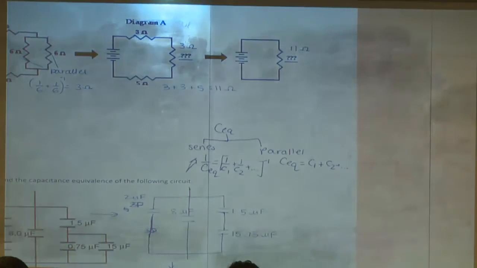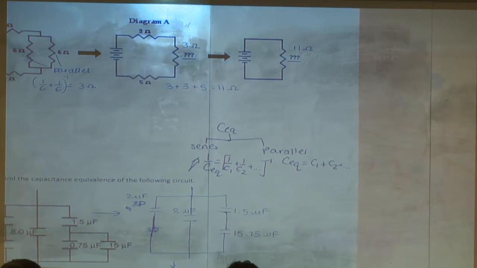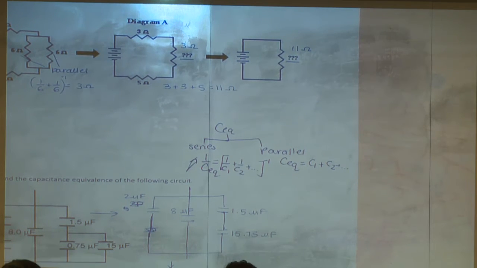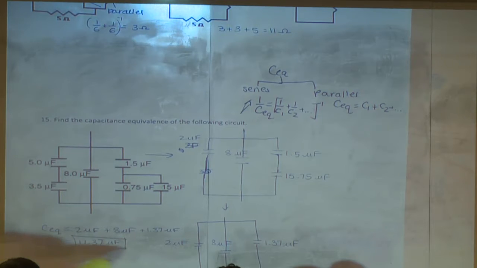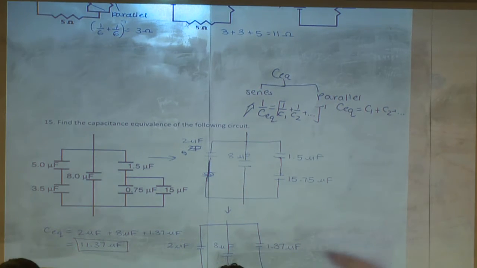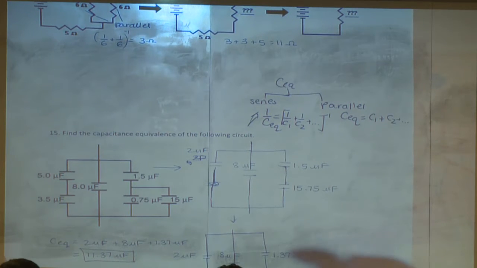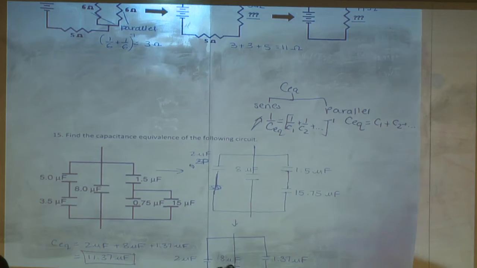That's it. If you use this formula and the same technique that we used earlier in the problem, you should be able to get to the final total capacitance, which is right here: 11.37 microfarads. Again, I will post this so you can check your answers, but we're not going to go over this for the sake of time.